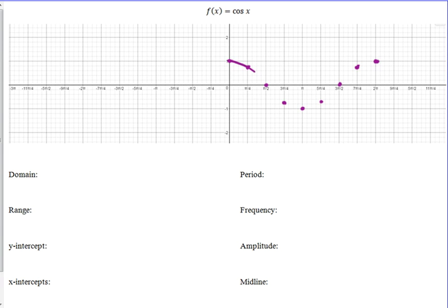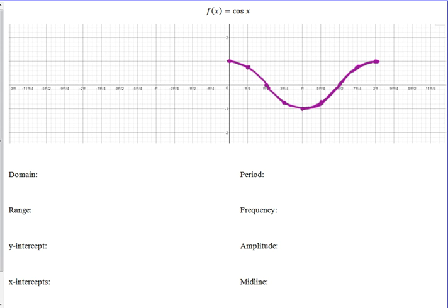So it has a very similar shape. These are curves, so make it look as curved as possible, and we'll just connect the dots. Now it doesn't look too terribly much like sine right now, other than the fact that it's curved.